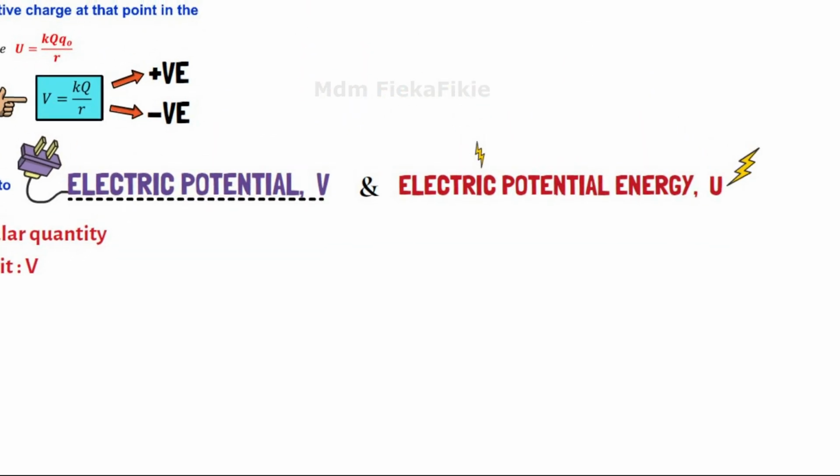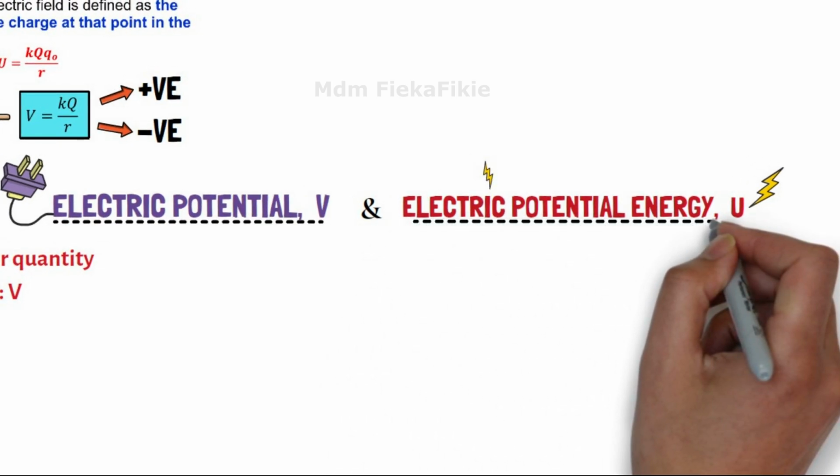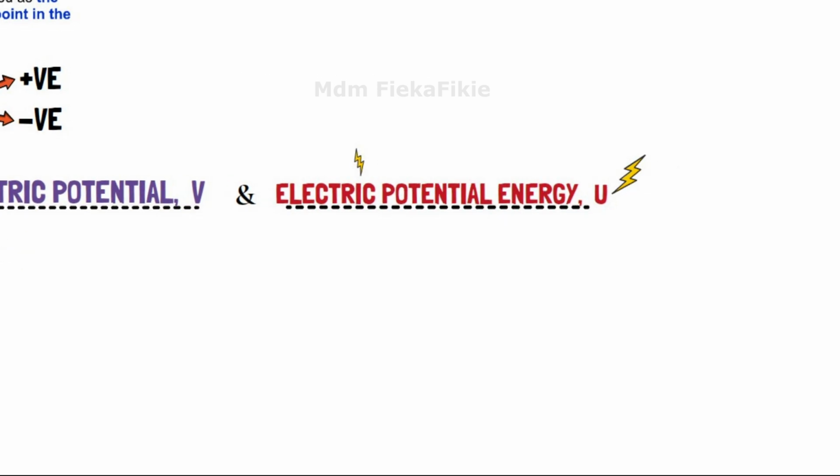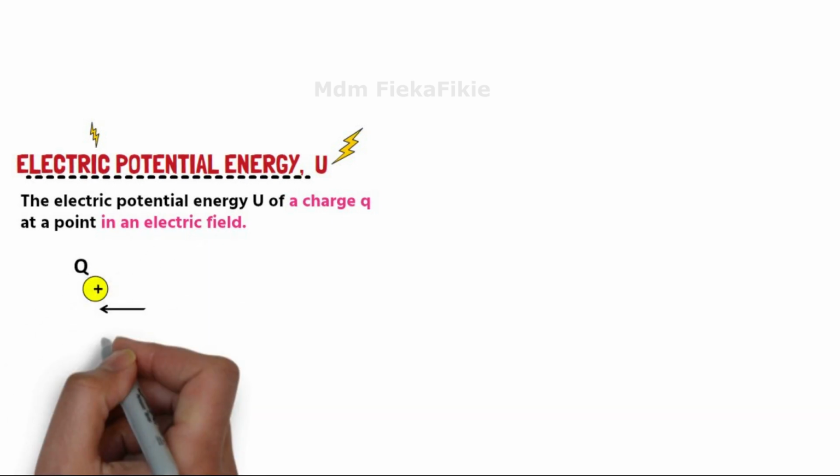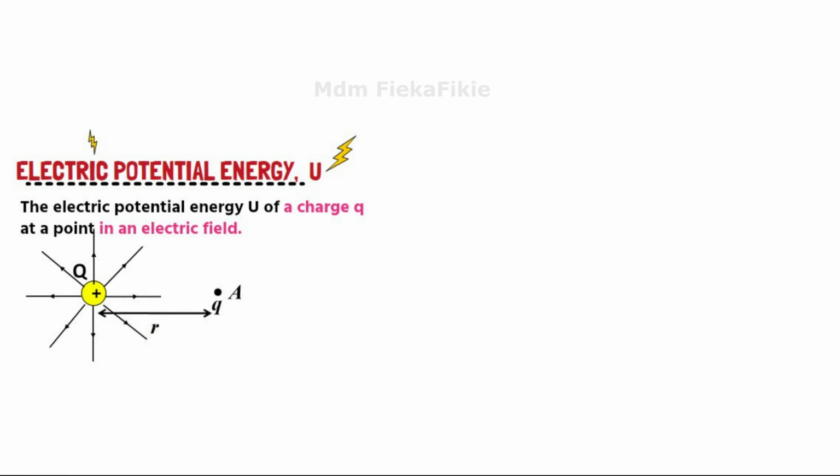Okay, now we will continue with electric potential energy U. Okay, so the electric potential energy U is that of a charge at a point in an electric field. So for example here, at point A, we can calculate UA by using the equation Q times VA. So do you remember the relationship between electric potential and electric potential energy? Previously we saw VA is equal to UA over Q. So in order to get the equation of electric potential energy, we can rearrange that equation.